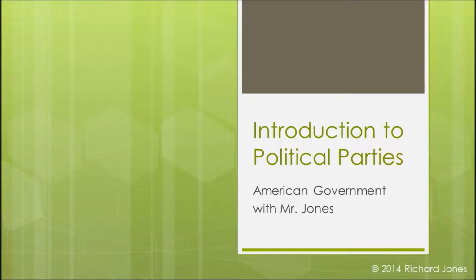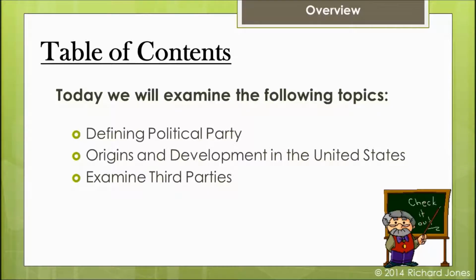Today's topic is going to take a look at political parties. Now this is the first lesson in a longer unit that talks about political parties in our country. Today we're going to do a few things. First, we're going to define political party. In other words, we're going to talk about what it is. Second, we'll talk about its origins and the development in the United States. That means we'll talk about where they came from and how they've changed during our history. And then finally, we're going to look at third parties. These are smaller parties that kind of fall outside the mainstream of the two big ones.